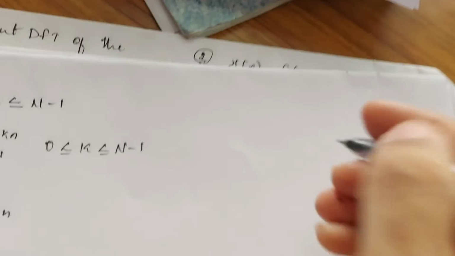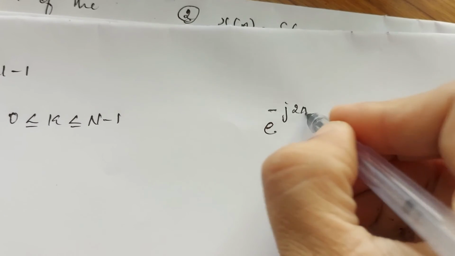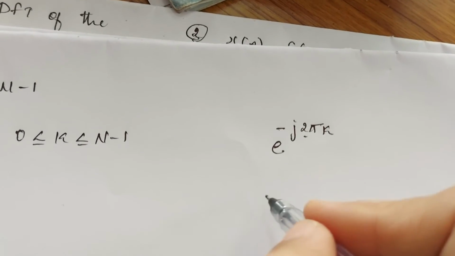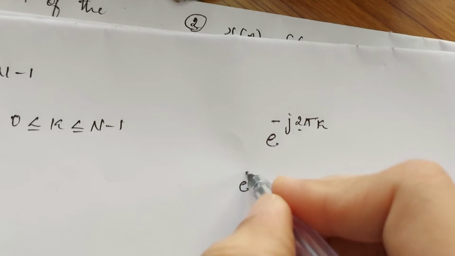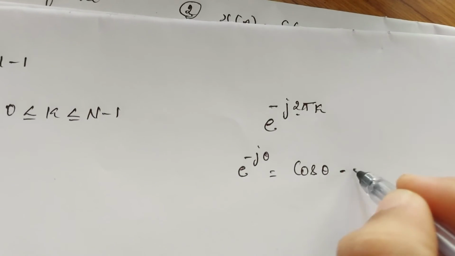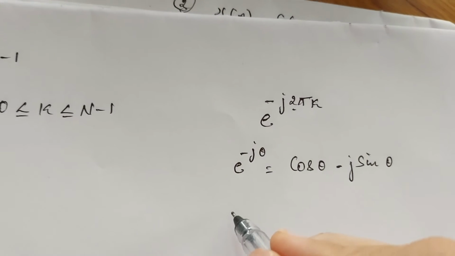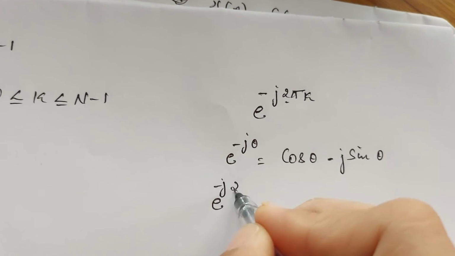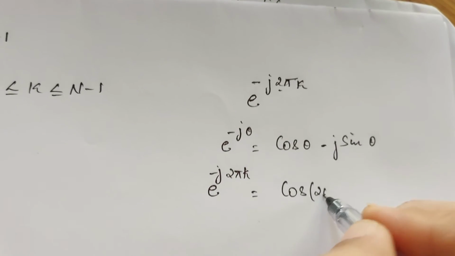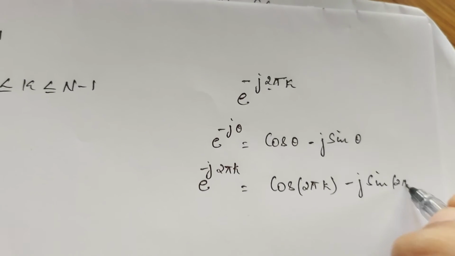So it is e to the power of minus j 2 pi k. So what is this formula? Suppose it is e to the power of minus j theta, it is nothing but cos theta minus j sin theta. This is the formula. So in the same way, I will write e to the power of minus j 2 pi k, it is nothing but cos of 2 pi k minus j sin 2 pi k.